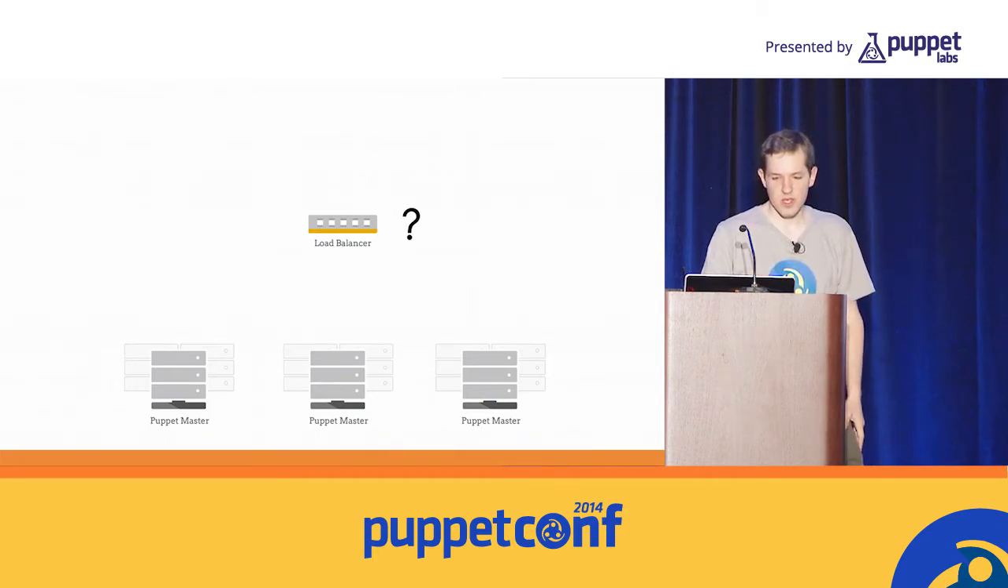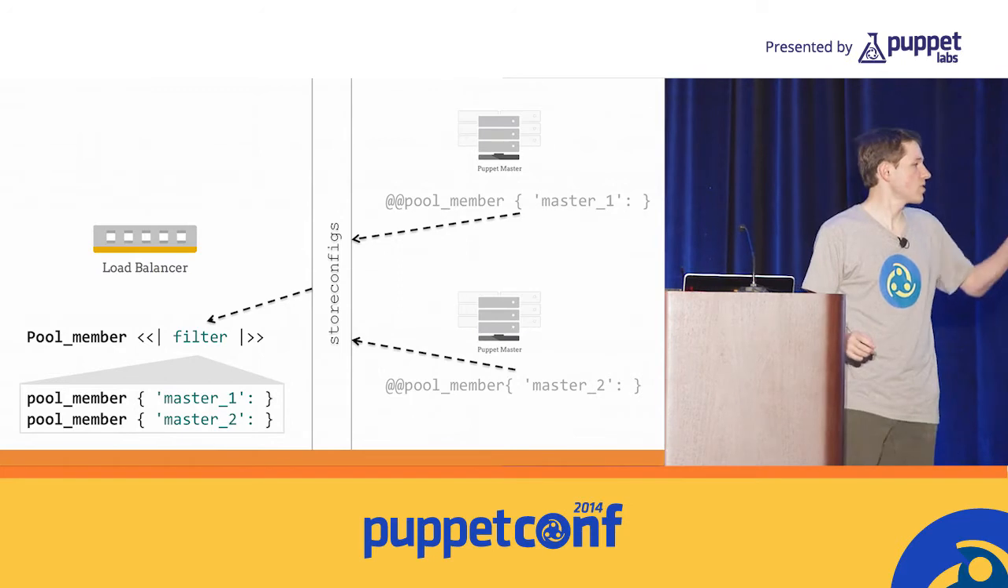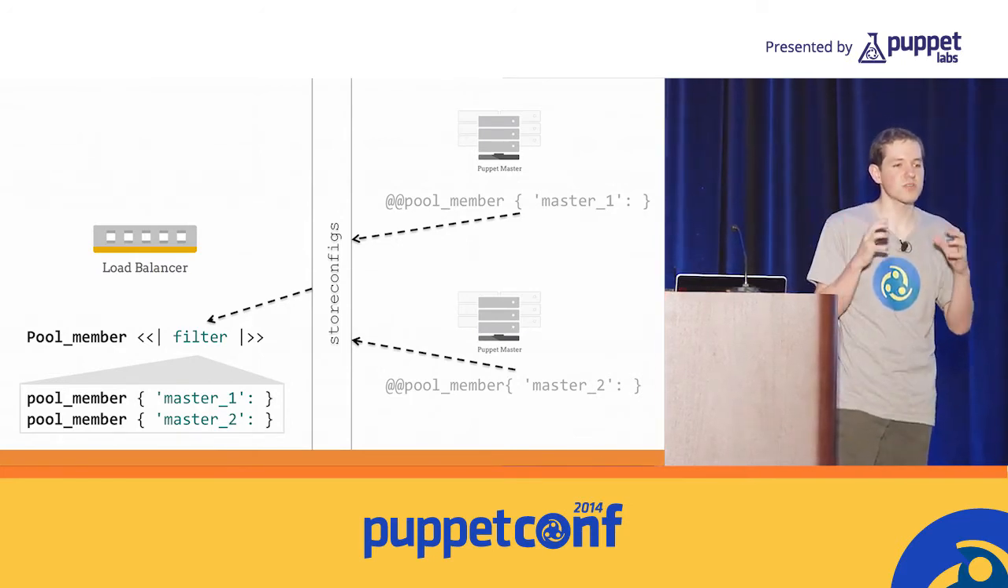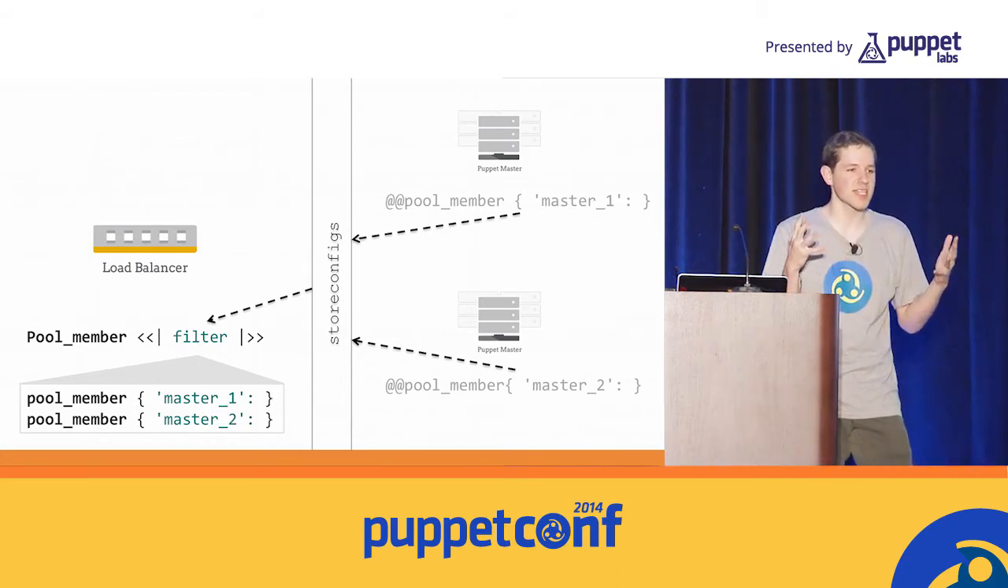Exported resources is basically the built-in method of allowing Puppet to distribute information from one node to another. I'll try and walk through what that looks like. I found it a really complicated concept when I first started working with Puppet, and it seems like a kind of weird paradigm, because in order to get information from one system, say the Puppet master, so we have a load balancer situation, the load balancer needs to know about every master in the environment, needs to know their IP addresses so it can appropriately route to them. How does it get that?